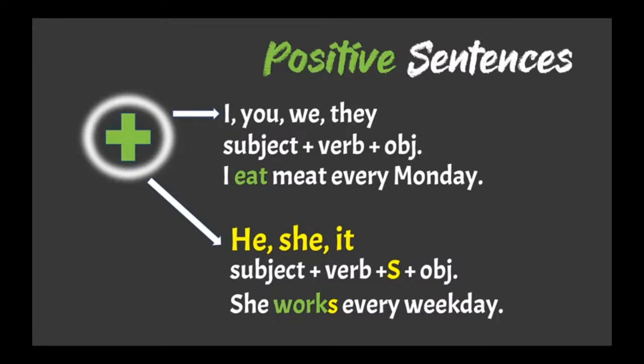So that's easy. How about the third person singular? Well, for the third person singular, we have subject plus verb plus s plus object. She works every day. She works every day. So we need to add an s to the verb, and that is work. So works. She works every weekday. I'm sorry, not every day. Every weekday.